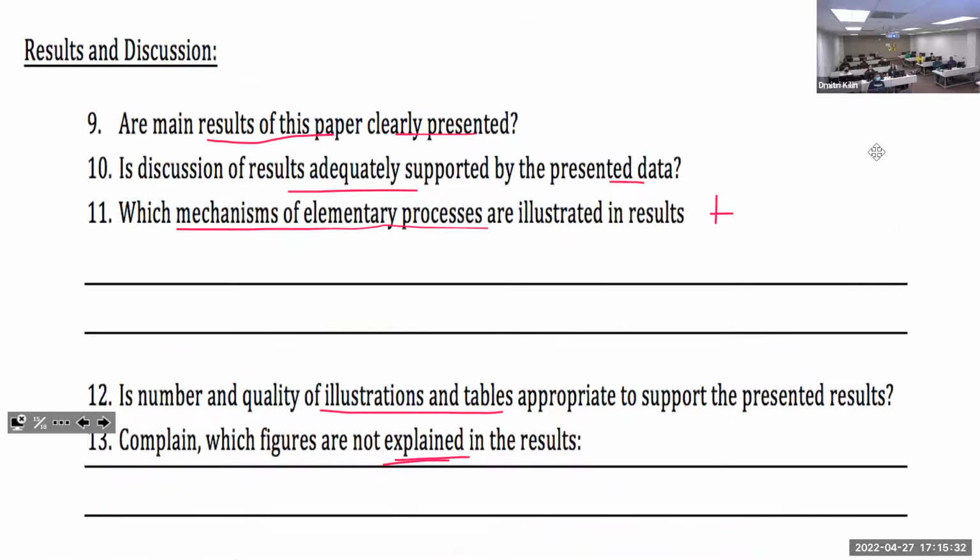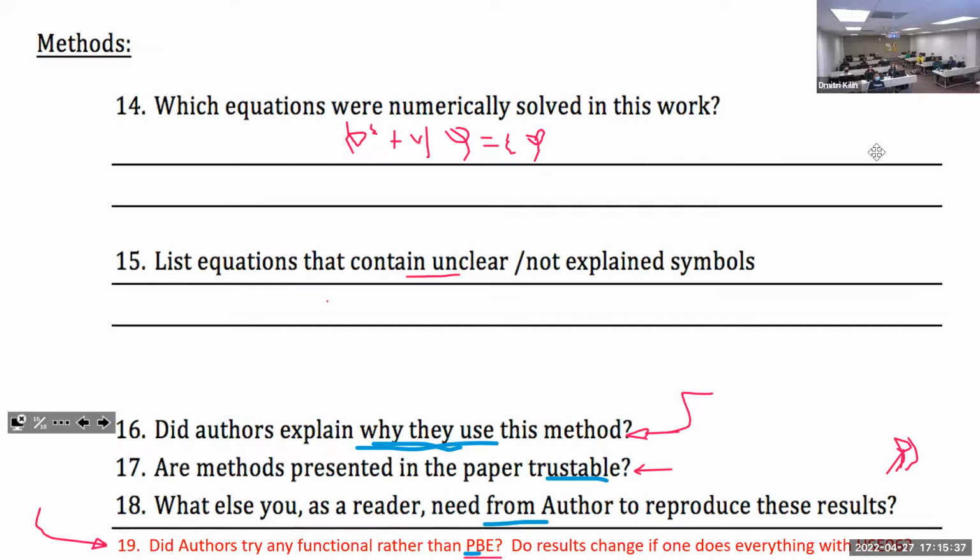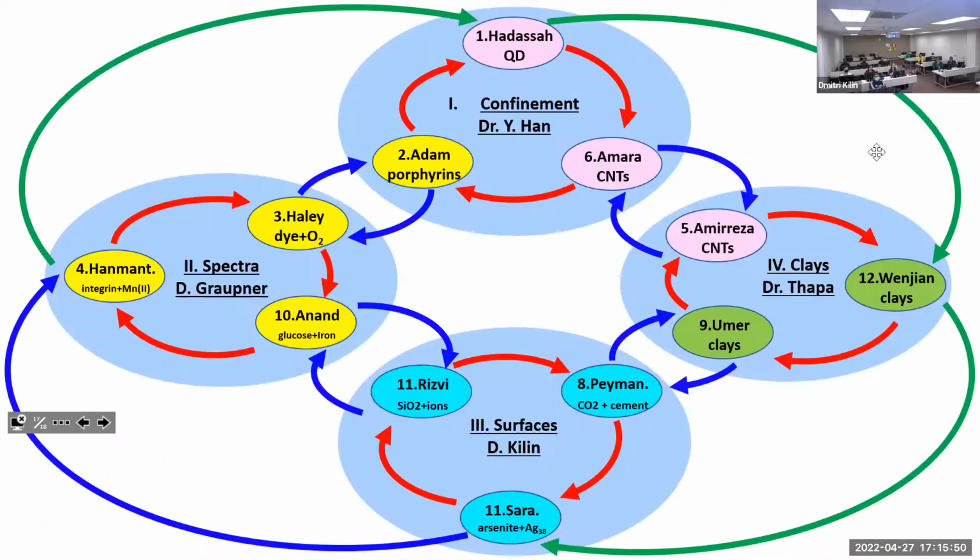Very shortly, results and discussion is standard. It's just other equations, other numbers of equations, and any observable that is presented refers to an equation which explains how it was obtained, but it's quite a standard thing.